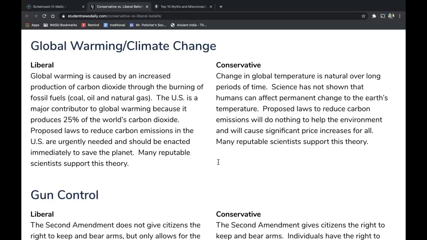Republicans and conservatives, however, would say that change in global temperature is natural over long periods of time, and science has not shown that humans can affect permanent change to the Earth's temperature. Proposed laws to reduce carbon emissions will do nothing to help the environment and will cause significant price increases for all. Many reputable scientists support this theory.